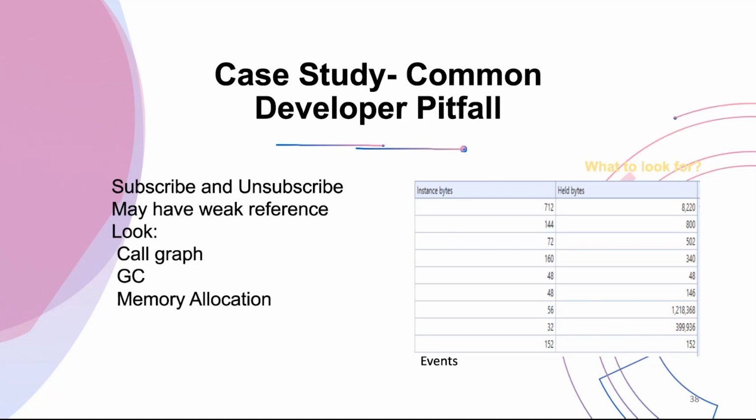So we have to investigate, and if we are following such an architecture, then we have to be sure not to create weak references between the classes or objects that we are using.